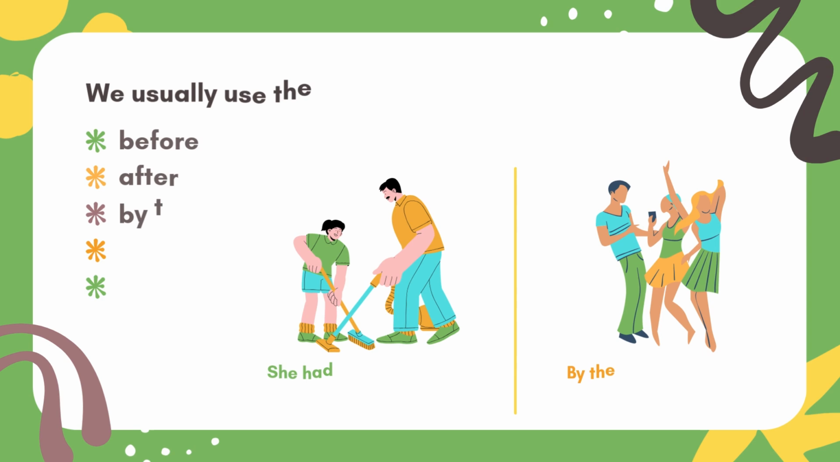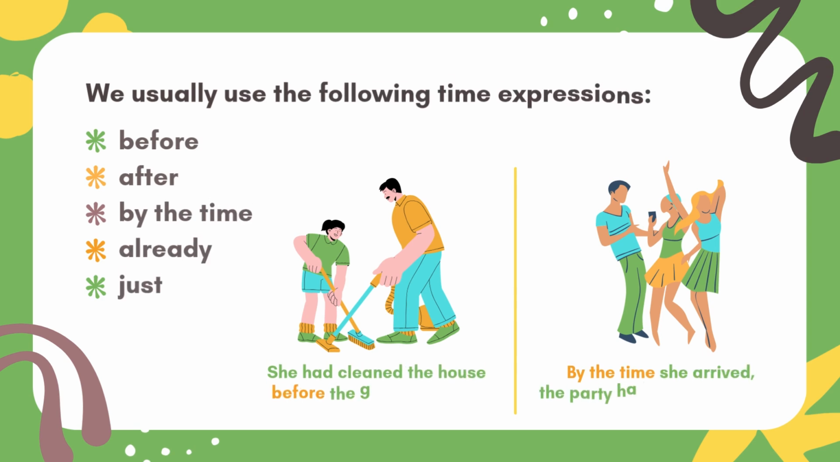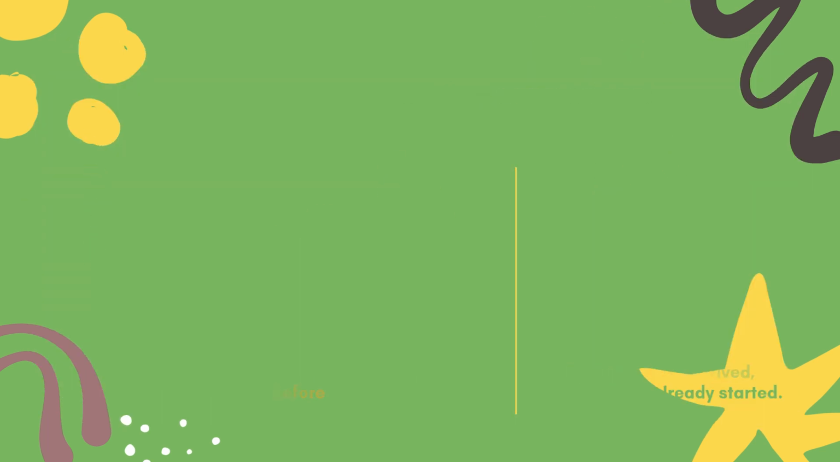We usually use the following time expressions: before, after, by the time, already, just. Here are two examples. She had cleaned the house before the guests arrived. By the time she arrived, the party had already started.